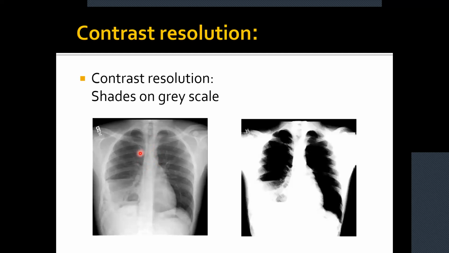Contrast resolution is the ability to detect different shades. You can see here, for this one, there's a lot of shades of gray. So if there's, for example, a tiny blood vessel here, you can view that because it has a very high contrast resolution. It can produce a lot of different shades of gray. Whilst this one, there's basically only two colors, white and black, and there's nothing in between.